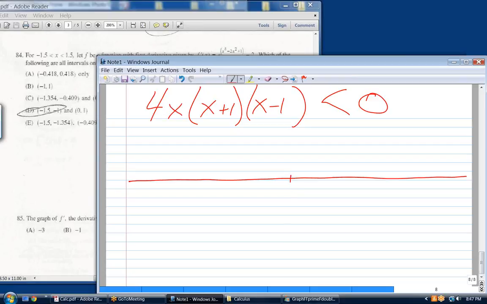There's 0 on our sign chart. We also need the critical points because we're going to test to the left and right of all critical points, and that'll tell us whether it's plus or minus on that particular interval. So what are my 3 critical points here? So it'd be 0, -1, and 1. Okay.